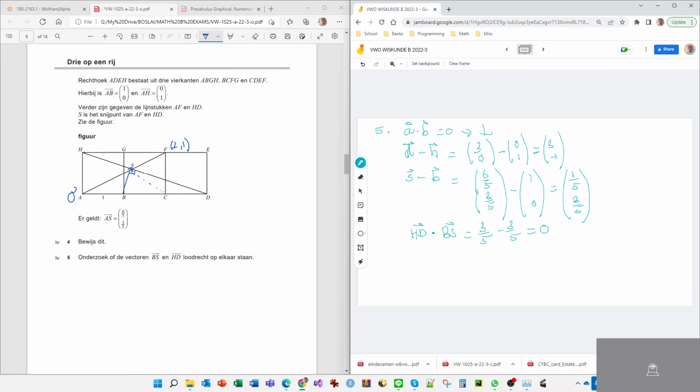Another way is to calculate the slope of HD and the slope of BS, and then the product of the slopes has to be minus 1. That is also something you definitely need to know and remember, and you should get the same result.